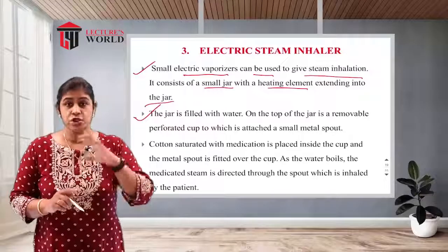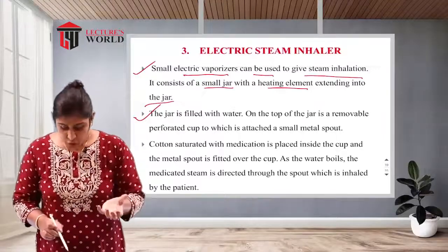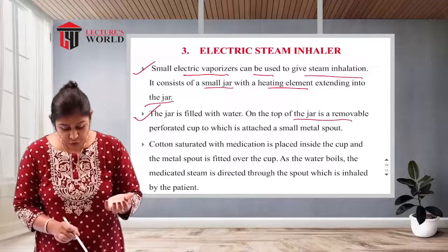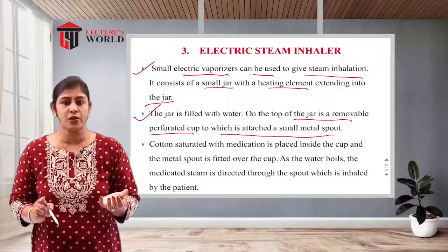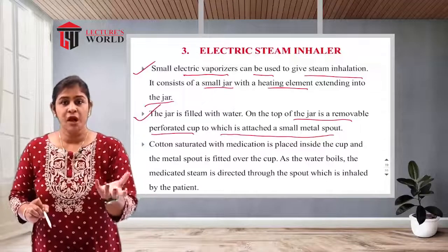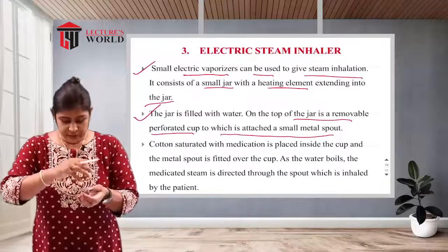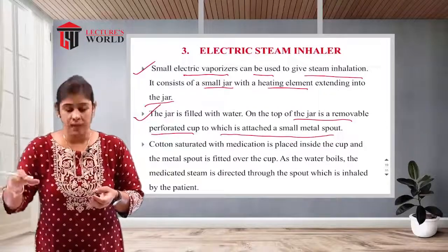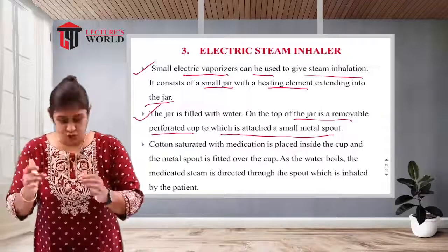Now what is the jar filled with? The jar is filled with water. On the top of the jar is a removable perforated cup to which is attached a small metal spout. So the jar is filled with water, and on the top of the jar there is a removable perforated cup which is attached to a small metal spout.